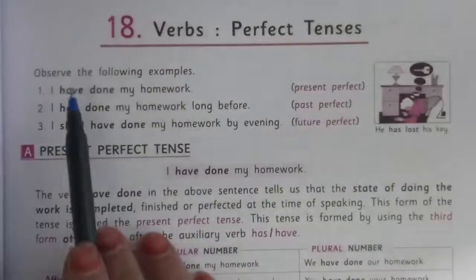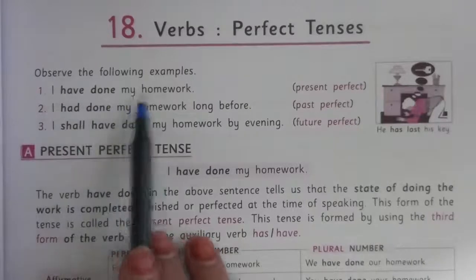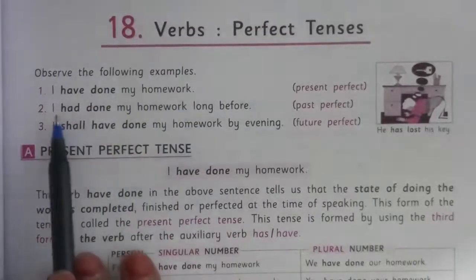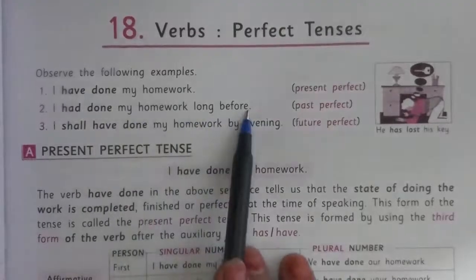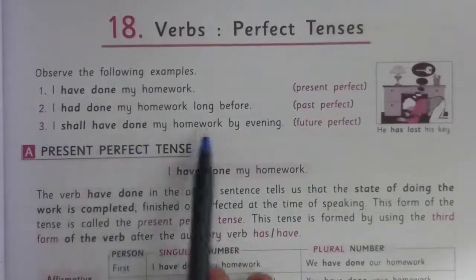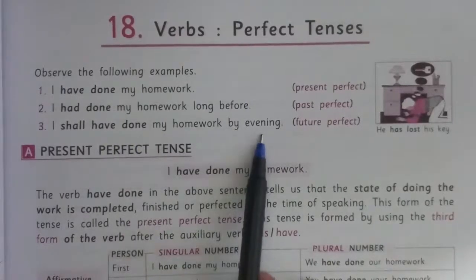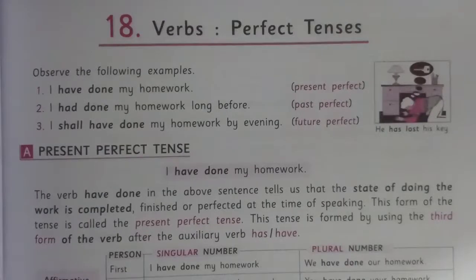Now just observe these three sentences. I have done my homework. I had done my homework long before, and I shall have done my homework by evening. These three sentences are in perfect tense.